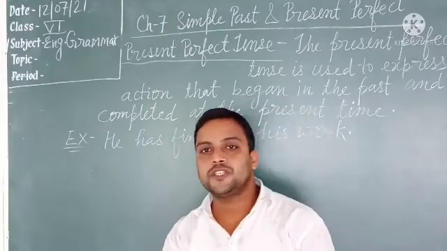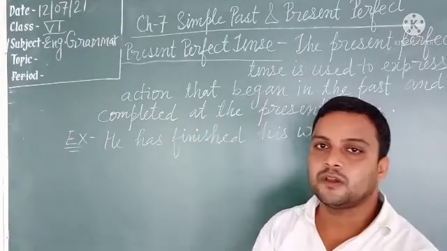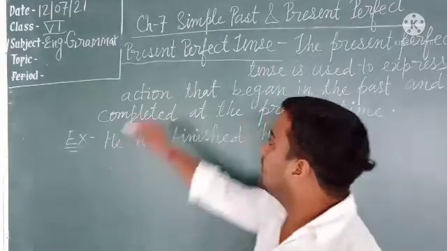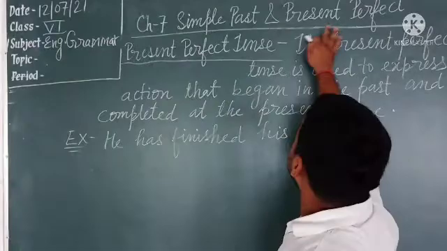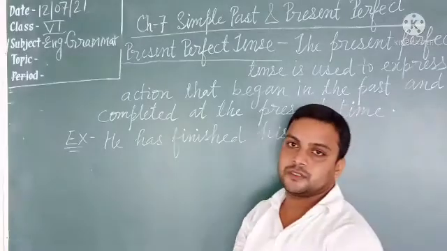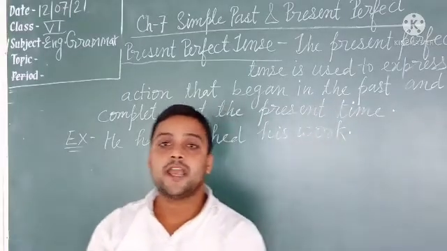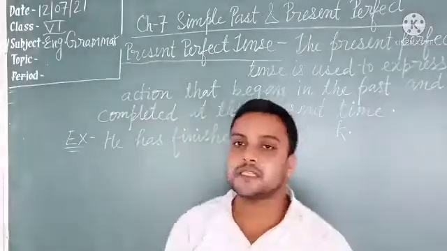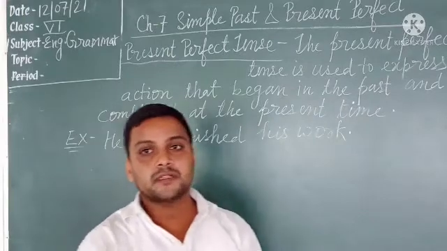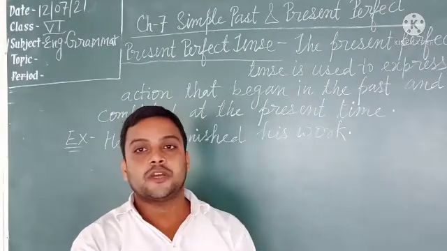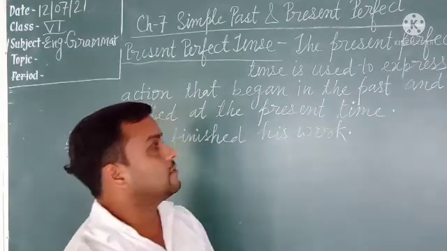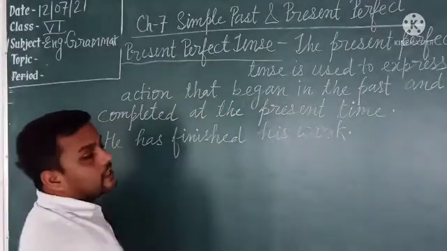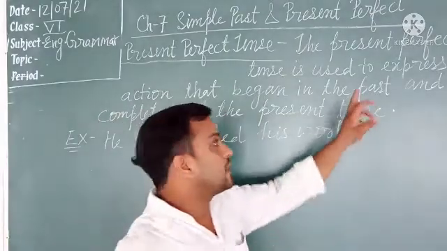Today I am going to teach you chapter number 7 of your English grammar book, and the name of the topic is simple past and present perfect. Students, in this chapter we will read about simple past tense and present perfect tense. So first of all, we will start with present perfect tense. Students, I have written the use of present perfect tense.